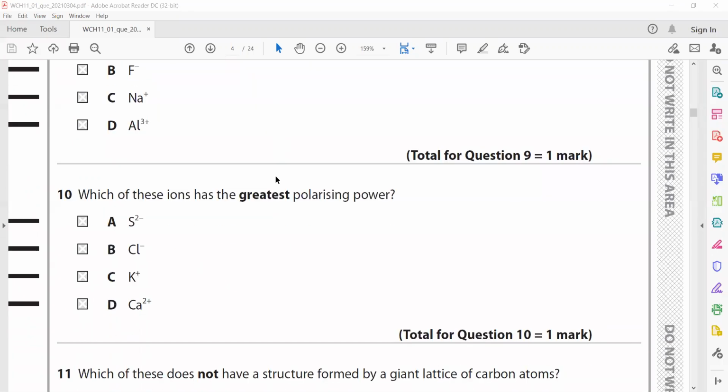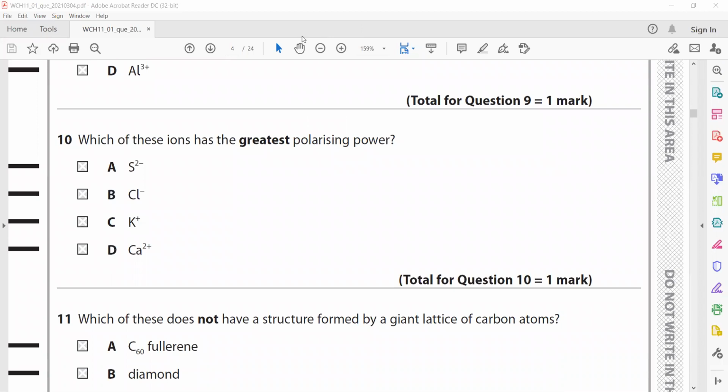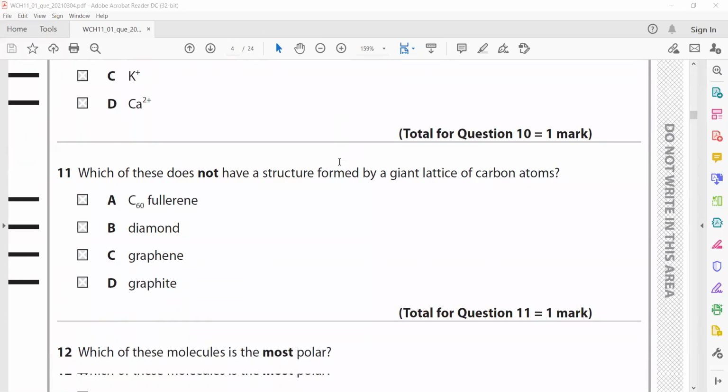Which of these has the greatest polarizing power? Polarizing power is for a positive ion, and for a positive ion the size should be as small as possible and the charge as great as possible to cause distortion. So it cannot be A or B, you're left with C or D. As we move across the period, the size decreases and the charge density increases, so it will cause the greatest polarization, or distortion, of the negative ion.